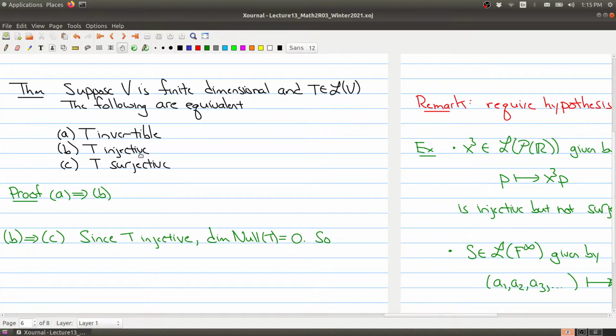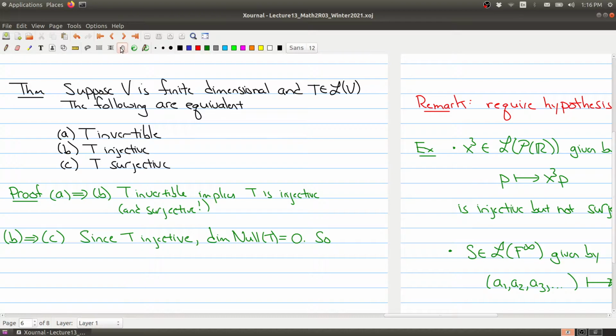Now, let me go through the proof. I'm going to show that A implies B, B implies C, and then C implies A, so that they're all equivalent. Now, A implies B is the easy one, right? Because T is invertible, and because it's a linear map, it implies that T is injective. Invertible implies injective, and it actually implies that it's surjective as well. We might as well put that in there, even though we don't really need it, because we just wanted to prove the injective property.